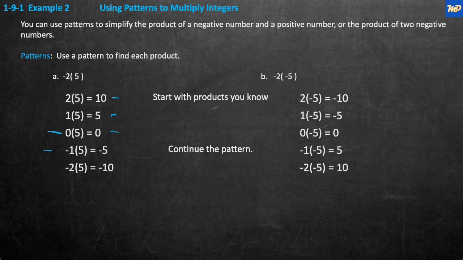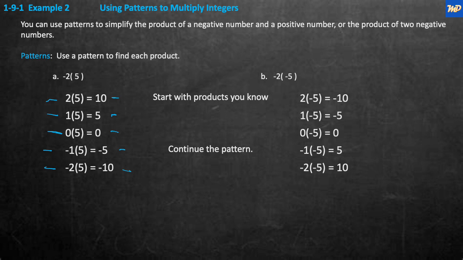Well, if you follow the pattern going down, we're counting down 1 at a time, down from 2 to 1 to 0 to negative 1. We got 10, 5, 0. Well, the pattern is negative 5. We got the 5 in here. We got the negative now. And you go to negative 2 times 5, and it's negative 10. So we followed the pattern as we counted our way down and got to negative 2. We went 10, 5, 0, negative 5, negative 10.